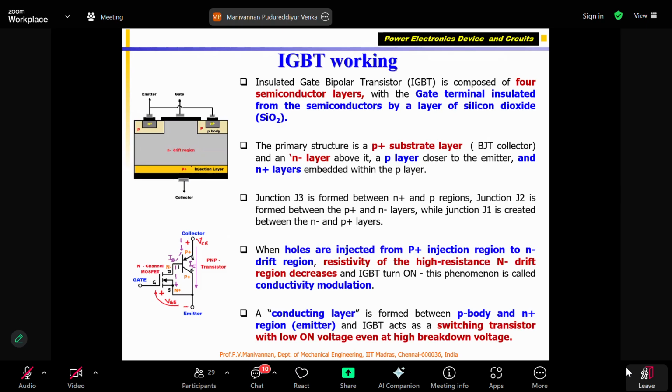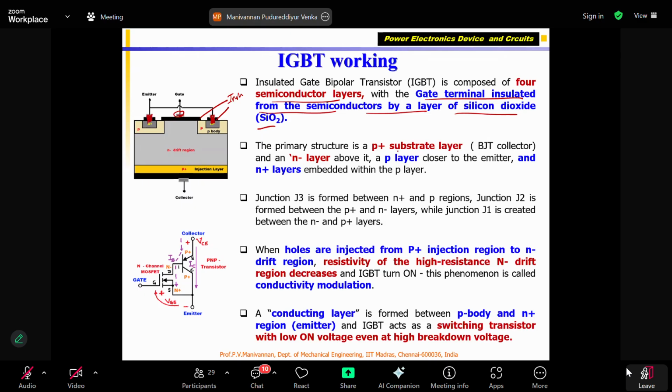Correct? You can see the IGBT. The insulated gate bipolar transistor is a 4-layer semiconductor device. The gate terminal is insulated from the semiconductor by a layer of silicon dioxide. Correct? So the black color is the insulator. This is my gate. In between, I have the insulator. Correct? So that means, sorry, this should be like this. Extremely sorry. The conducting layer should touch. Okay, this is my insulator.